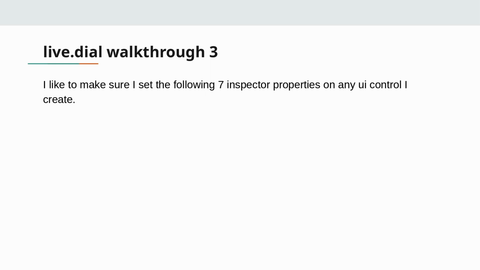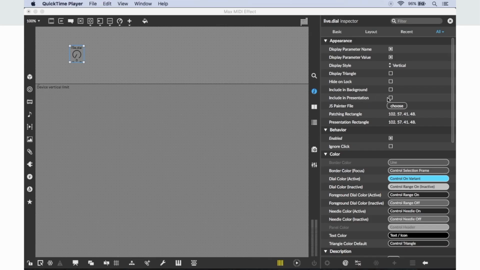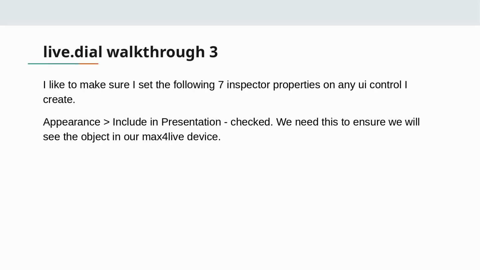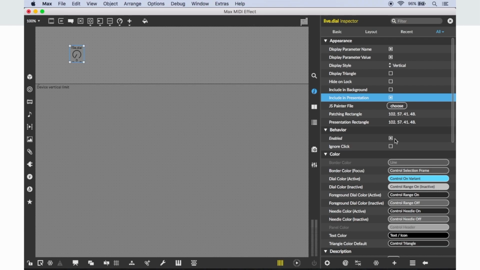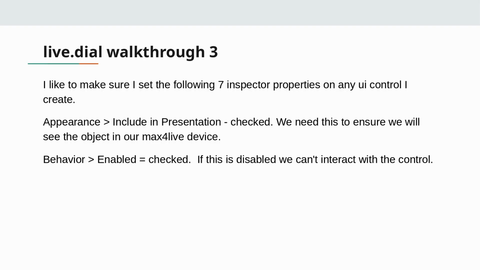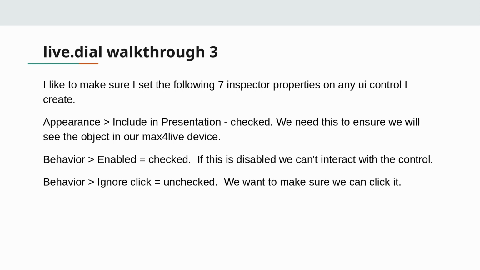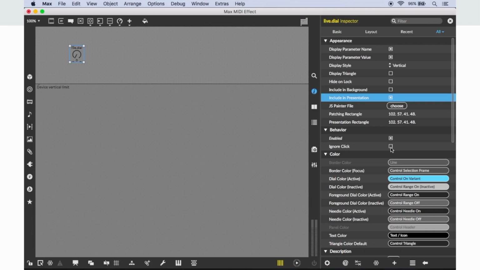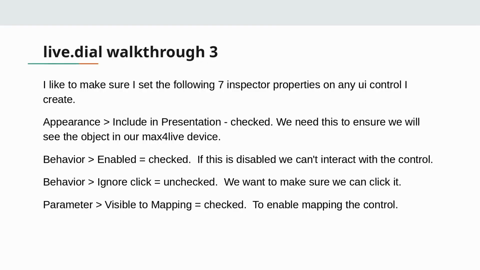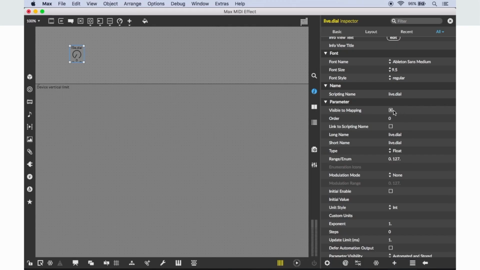I like to make sure I set the following 7 inspector properties on any UI control I create. Appearance, including presentation, checked. We need this to ensure we will see the object in our Max for Live device. Behavior enabled, checked. If this is disabled, we can't interact with the control. Behavior ignore click, unchecked. We want to make sure we can click it. Parameter visible to mapping, checked, to enable mapping the control.